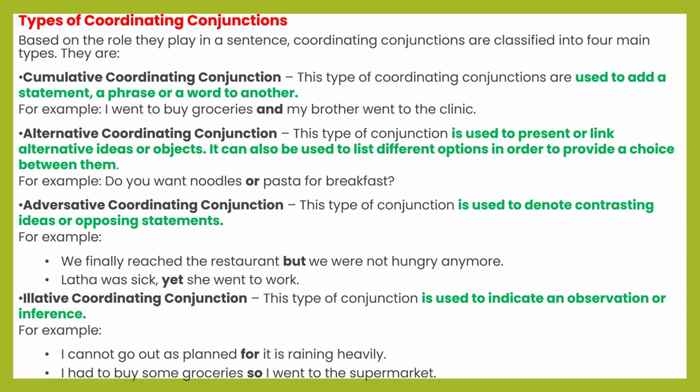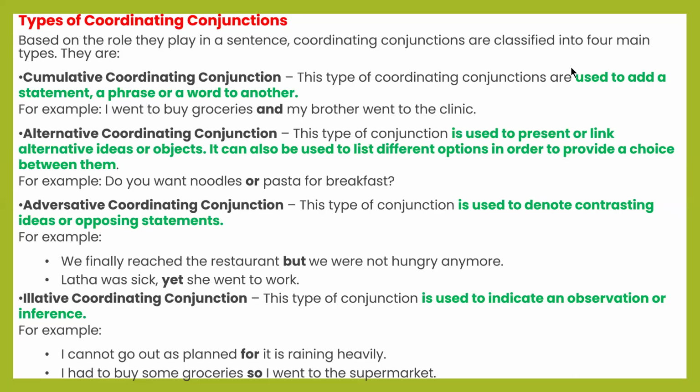Types of coordinative conjunction. There are four types: cumulative, alternative, adversative, and relative coordinative conjunction. Cumulative conjunction is used to add a statement, phrase, or word to another. Cumulative means addition. Example sentence: I went to buy groceries and my brother went to the clinic.